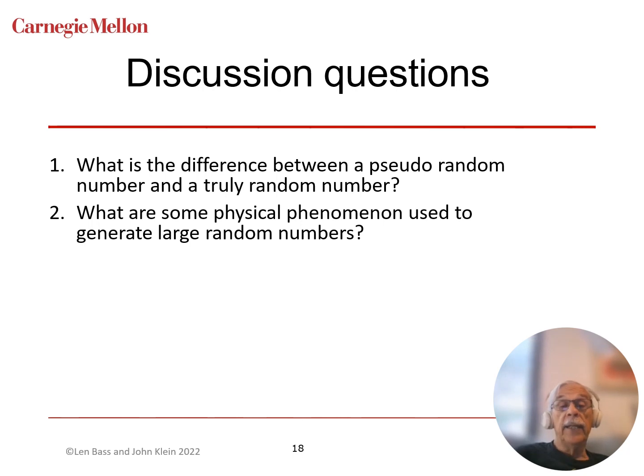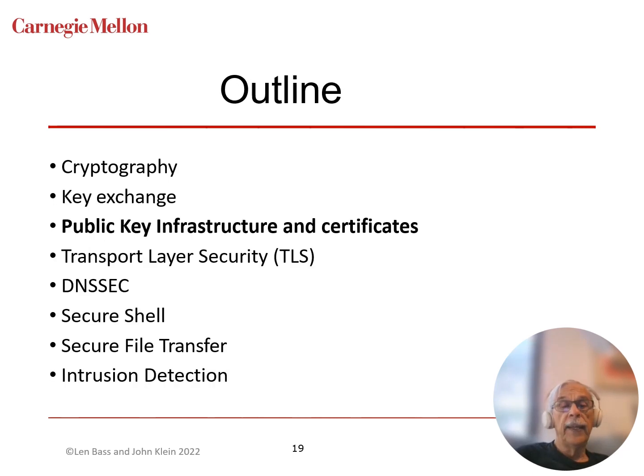So that's a discussion question. What's the difference between pseudo-random and truly random? And then what are some physical phenomena that are used to generate truly random numbers? And again, these are very large numbers. Okay, so let's move on to PKI.